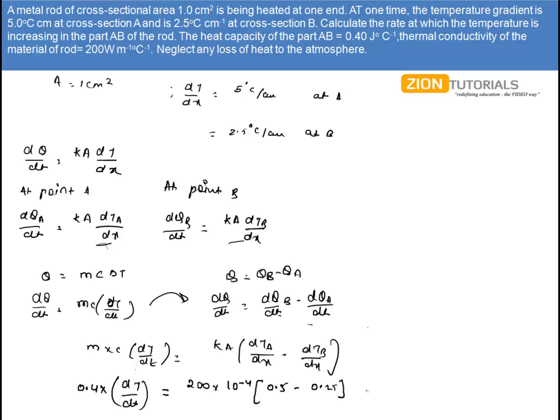On solving this equation, I get the value of dT by dt as 12.5 degrees Celsius per second, or it will be 1.25 degrees Celsius per meter. That is my answer.